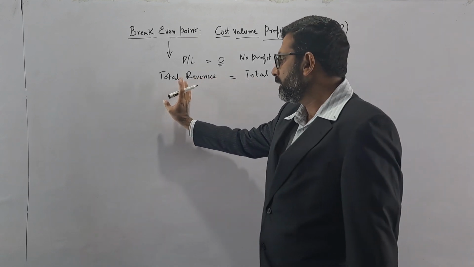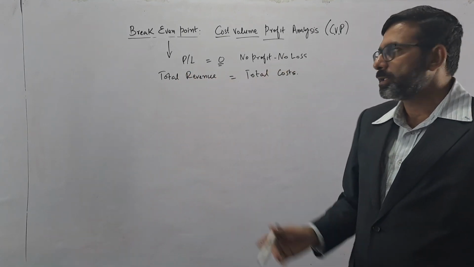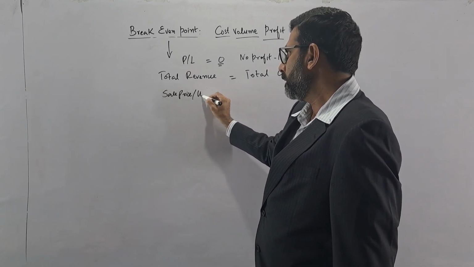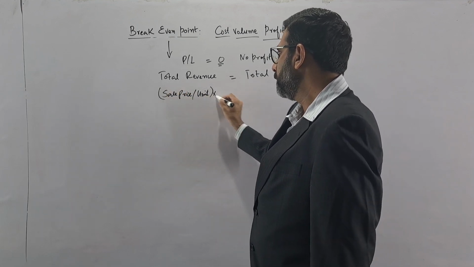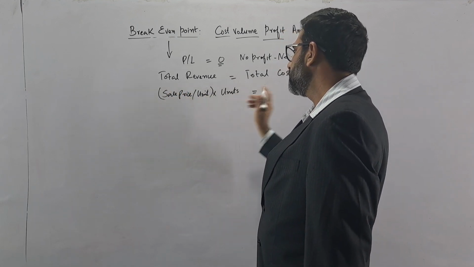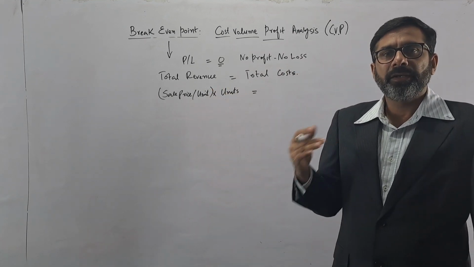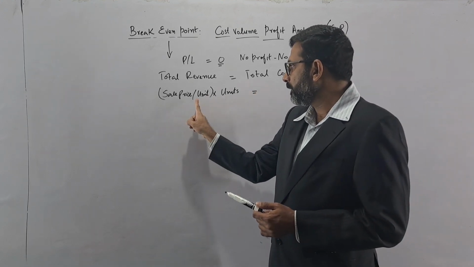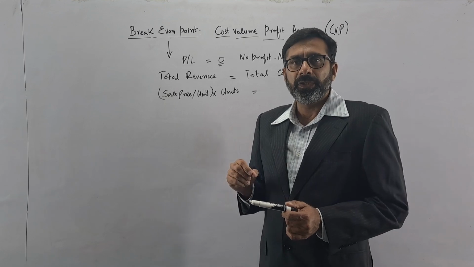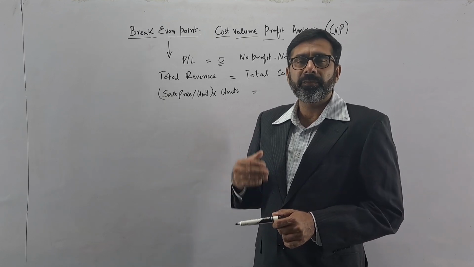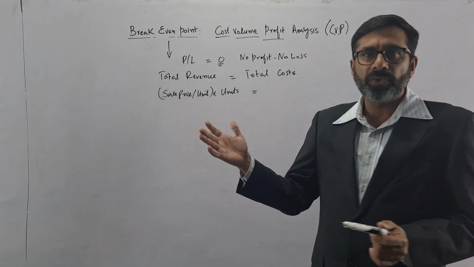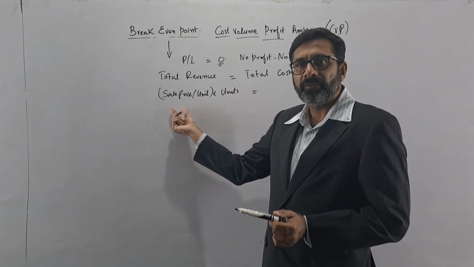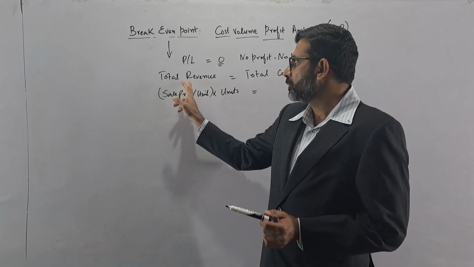So how do we calculate the total revenue, and how do we calculate the total cost? The total revenue is simply the sale price per unit multiplied by the number of units they are selling. They may be selling 100 units, they may be selling 1000 units. Whatever the number of units they are selling, we multiply that with the sale price per unit. It may be $10, it may be $20, it may be $1. Then the number of units will be 1000, 20,000, 50,000. Any number of units they sell, multiplied with the price per unit, will be called the total revenue.